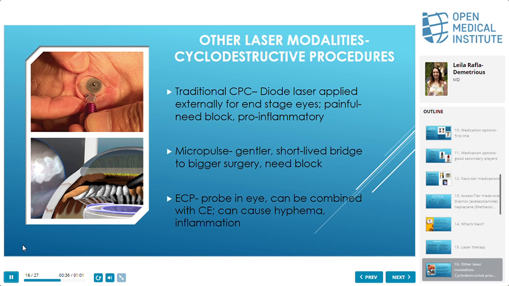Micropulse is basically a gentler version of the CPC, and it doesn't tend to be that effective, but it can be a bridge to a bigger surgery, and you also need a block for that. And then you have also the endoscopic cyclophotocoagulation, which is actually a probe within the eye, and you are lasering the ciliary processes and that can be done in combination with cataract surgery.